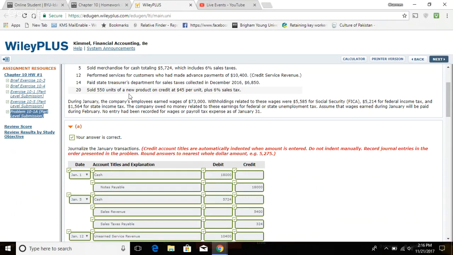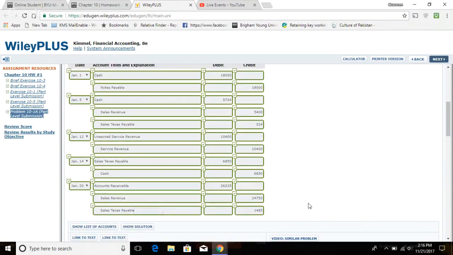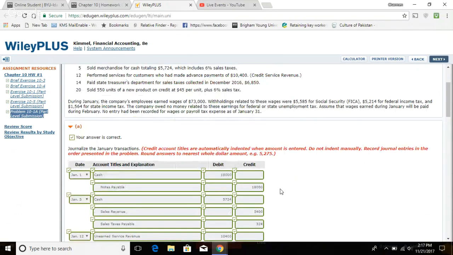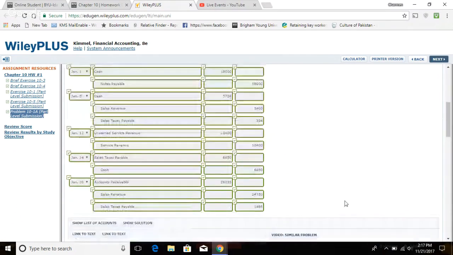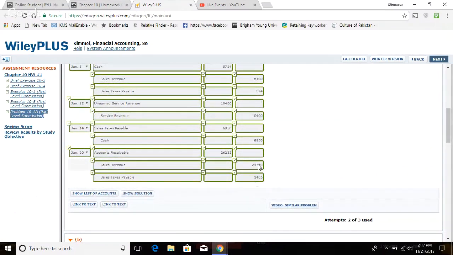Our last transaction here is we sold 550 units of a new product on credit at $45 per unit plus 6% sales tax. So we would debit accounts receivable, credit sales revenue, and credit sales tax payable. Now the $45 times 550 is the 24,750 that we get here. So if we want to multiply that by the 6%, that's where we get the 1,485. And together, because this was purchased on credit, that total becomes our accounts receivable, because we do need to collect not only the sales amount, but the tax as well. Okay, so that's how we journalize those entries.